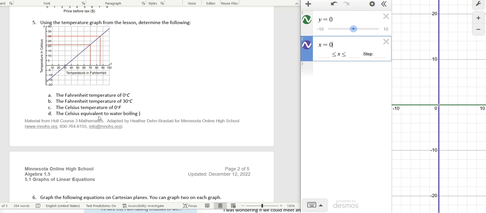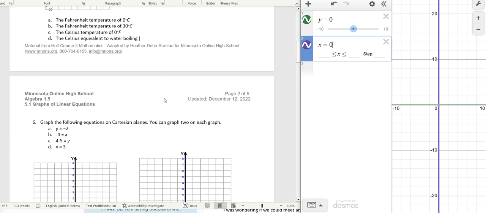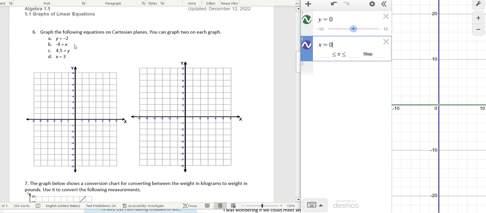And then the Celsius temperature equivalent to water boiling, you might have to look that up, because it's 214 Fahrenheit and that's not on here. So that might be one you'll have to Google and find what the Celsius temperature is when water boils. All right, then it says to graph the following equations on the Cartesian planes.